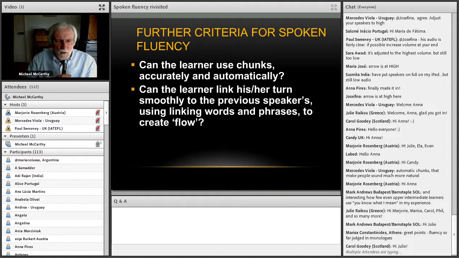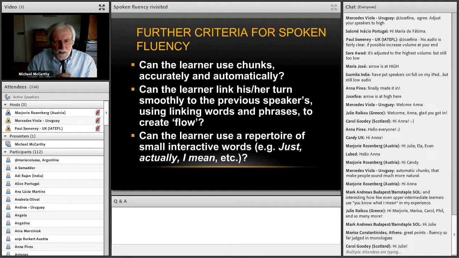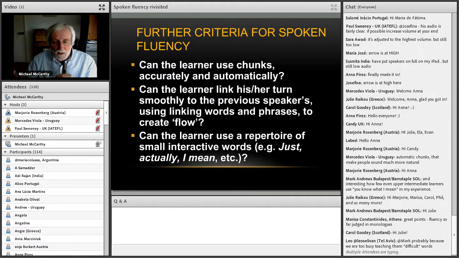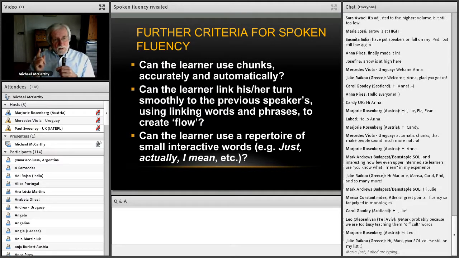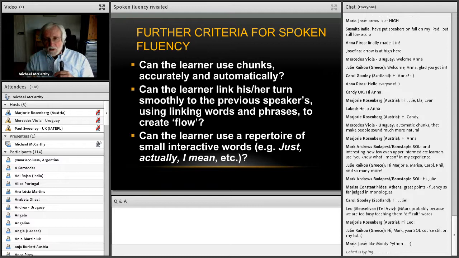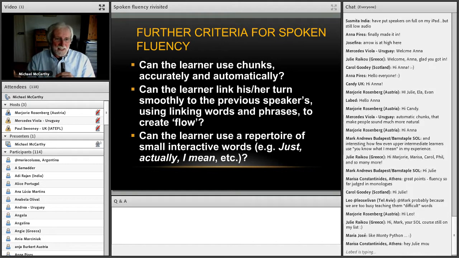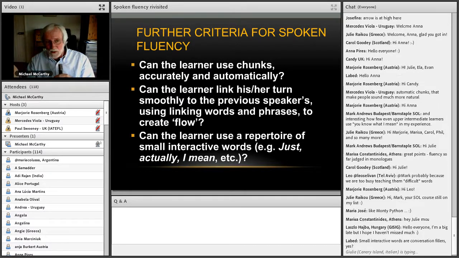Thirdly and finally, I want to add this criterion, and that is, can the learner use a repertoire of small interactive words? And these are small words or small phrases such as just, actually, I mean, etc. The reason for adding these words is that there is research which shows that speakers who use these words in their conversations are perceived by the listener as being more fluent.